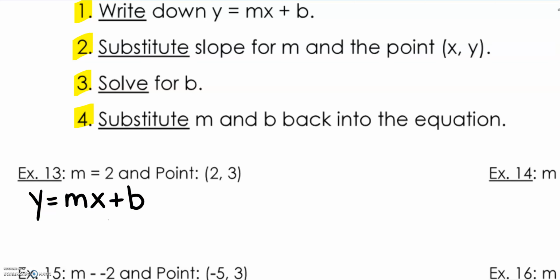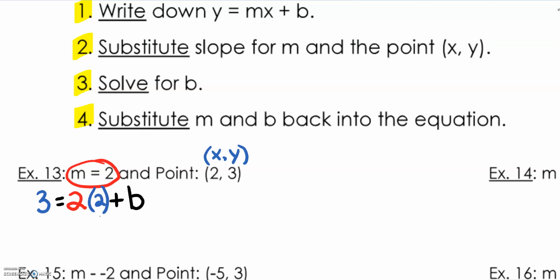Step 2, substitute the slope in for m. Well, in example 13, I'm told my slope is 2, so I'll plug 2 in for m. And then they tell me to put the point x, y into the equation. Notice that step 2 and step 3 kind of go hand in hand. In the last section, I knew the slope and I knew the y-intercept, so I plugged in for both, but I don't have that here. What they did give me was a point, which gives me an x value and a y value. So I can plug those into the equation. Notice my y value is 3. I have an x value of 2.